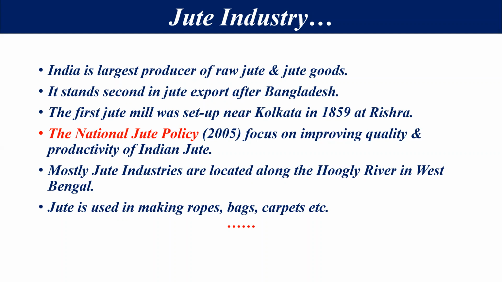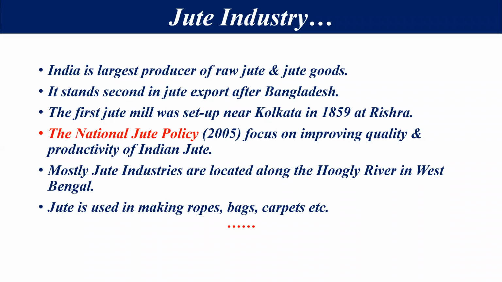The first jute mill was established in Kolkata in 1859 at Rishra. In the last video lecture we discussed the cotton textile mill, and when and where it was established. Now if you think about the jute mill, the first jute mill was set up near Kolkata in 1859, right?